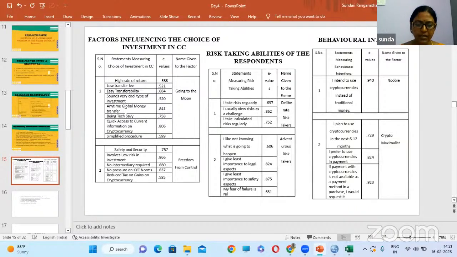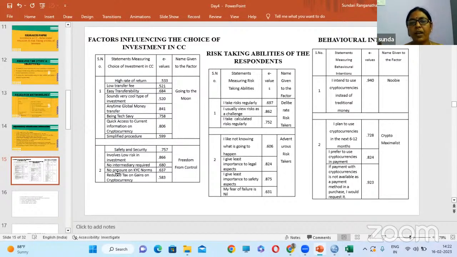And then there's another factor which also influences people to invest in cryptocurrency: freedom from control. They don't want anyone to track their basic personal details, know your customer norms. They want freedom from credit scores or their previous defaults or anything else. They don't want that to affect their current level of operation in their investment related activities. Okay, so safety and security involves low risk in investment, no intermediary required, no pressure on KYC norms.